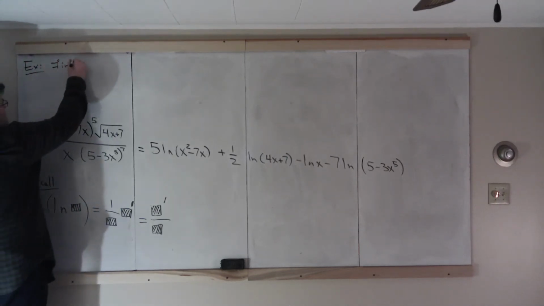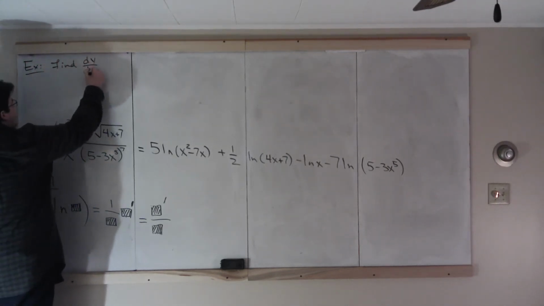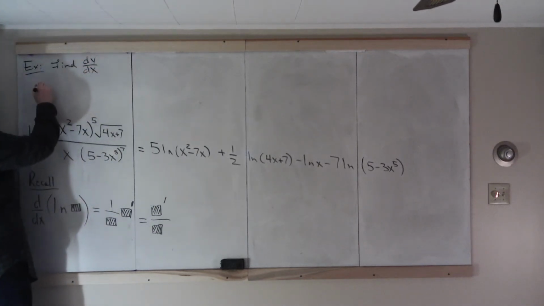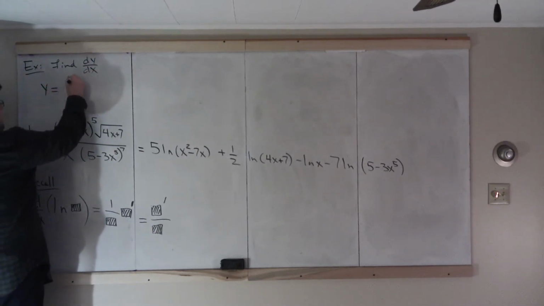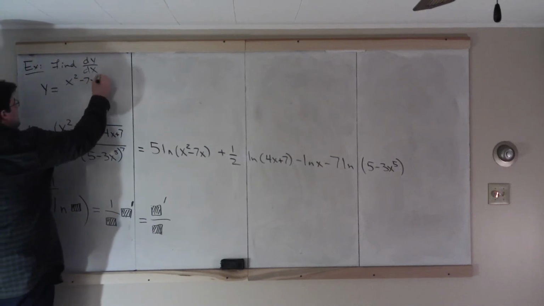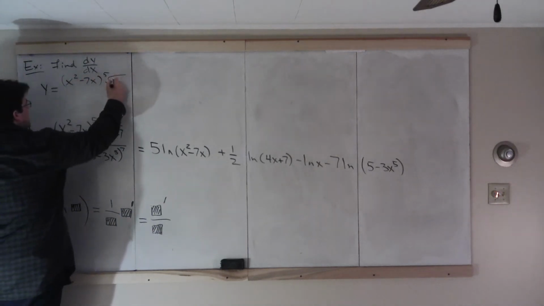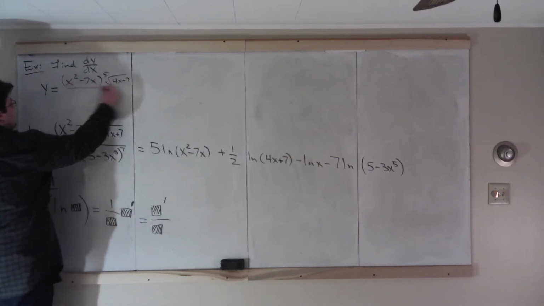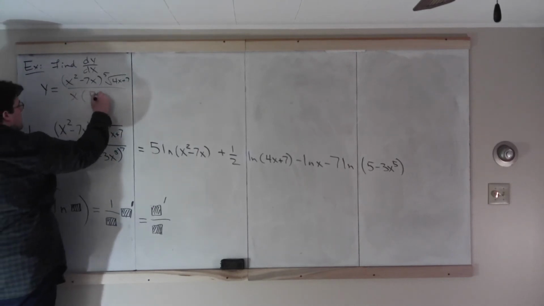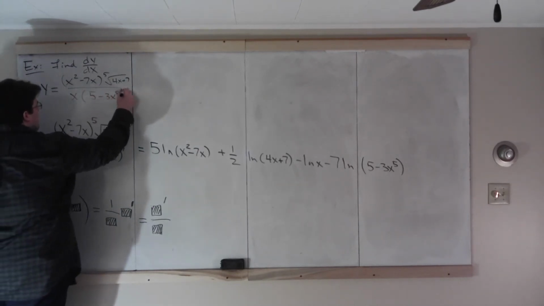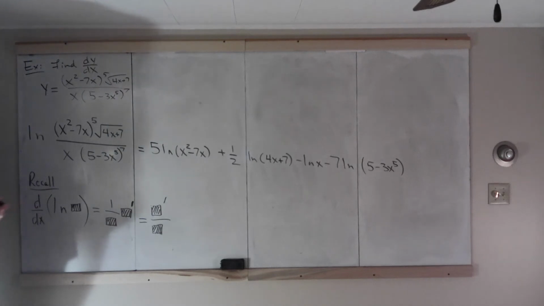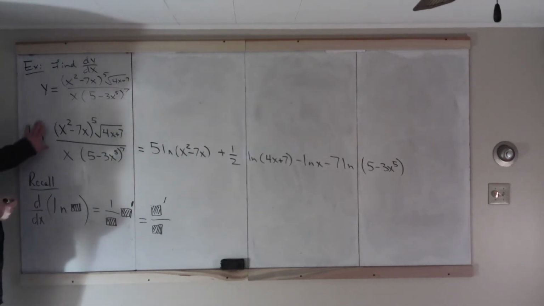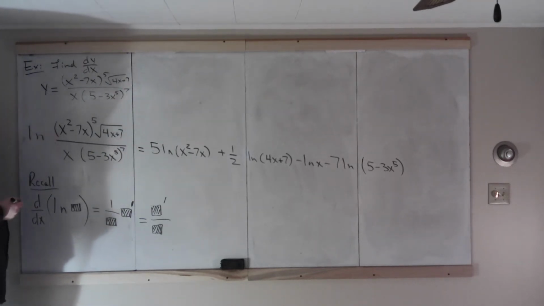Find dy/dx for y equals ((x squared minus 7x)^5 times the square root of 4x plus 7) over (x times (5 minus 3x)^5)^7. So we're going to use these to take the derivative of this entire function that we don't have the logarithm on.